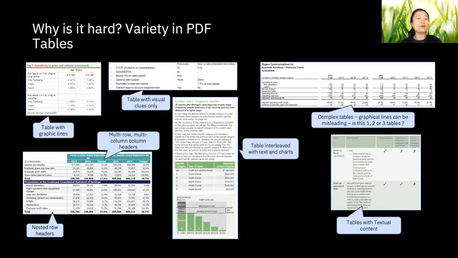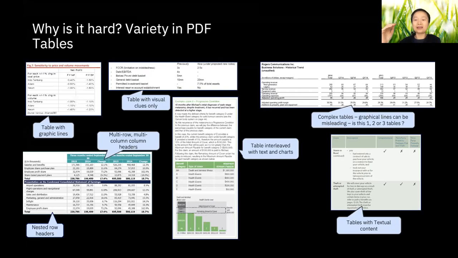So why is table understanding hard? It is hard because of the wide variety of PDF tables. Here are some examples. I will not go into every single table, but just give you some high-level view, right? So we have tables with graphic lines, which from a human point of view are very easily understandable. Then there are also tables with visual cues only. You basically need to ask the machine to understand the white space to be able to do the segmentation. Then we have more complex tables where we have nested headers and multiple lines above the divider.